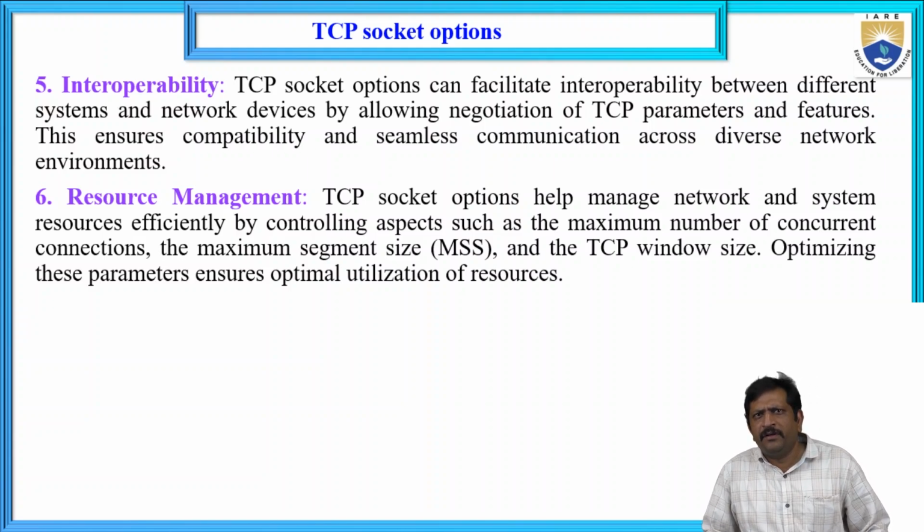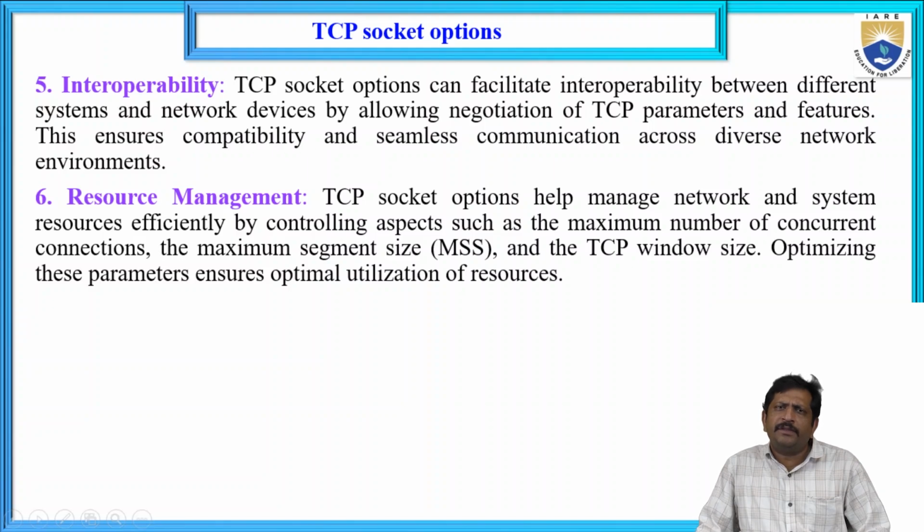Resource management. TCP socket options help manage network and system resources efficiently by controlling aspects such as the maximum number of concurrent connections, the maximum segment size, and the TCP window size. Optimizing these parameters ensures optimal utilization of resources.